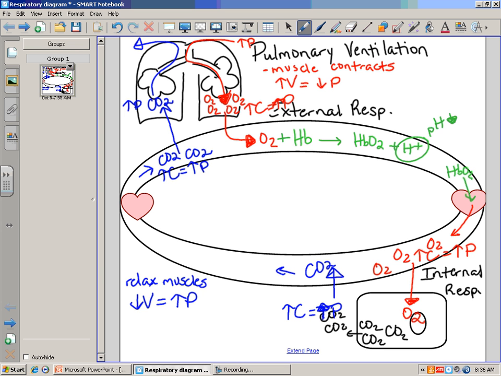Okay? That's the Haldane effect, and that's one of the last slides in your PowerPoint that we hadn't gone over yet. But I think it kind of makes sense now that we've been going through it, right? The hemoglobin knows this is an area that needs that oxygen because this is an area with a lot of CO2. Okay? Make sense?